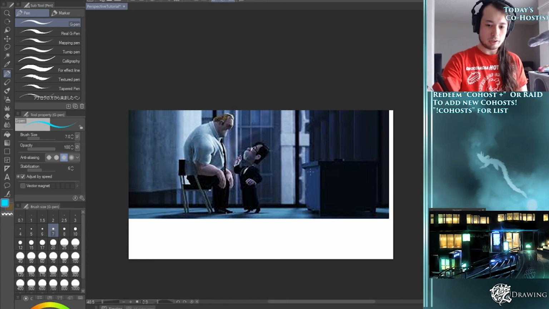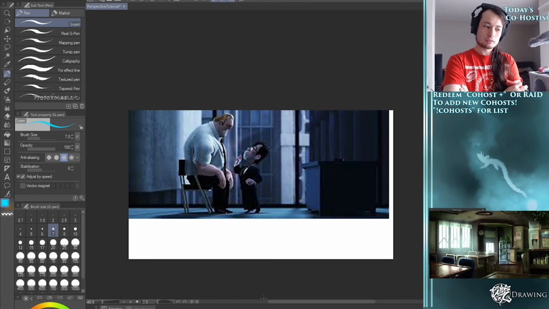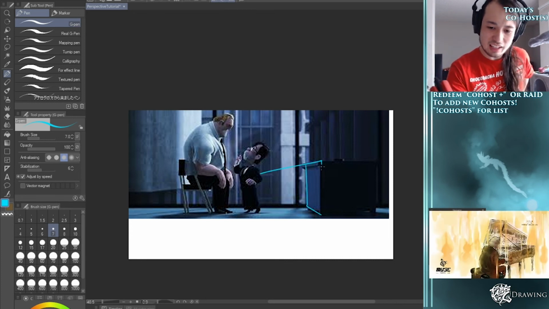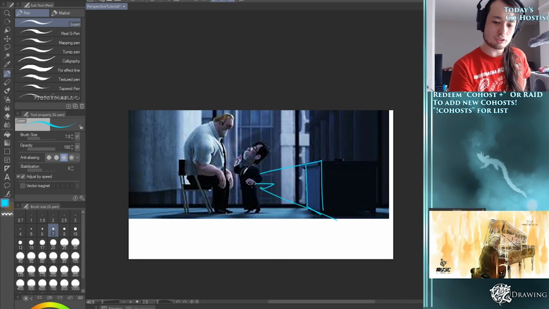But perspective-wise, right? Is there any perspective in this scene? Unlike the last example, I think the answer is yes. We can see on the desk there's this slight little convergence that's pushing us towards the left.